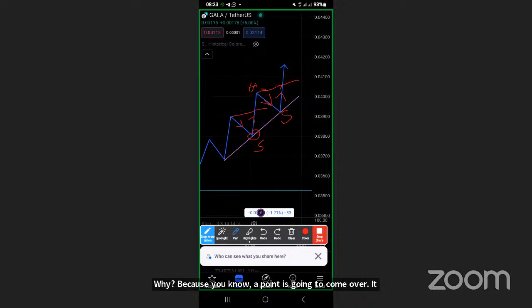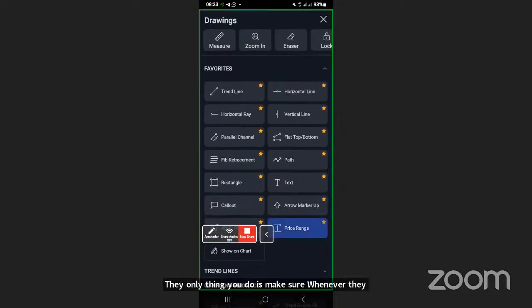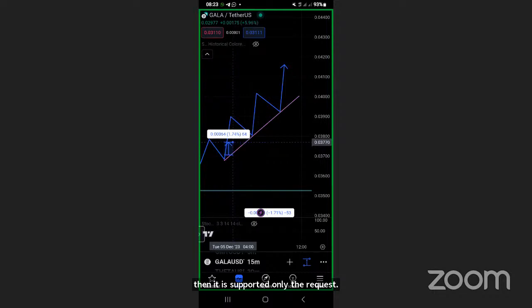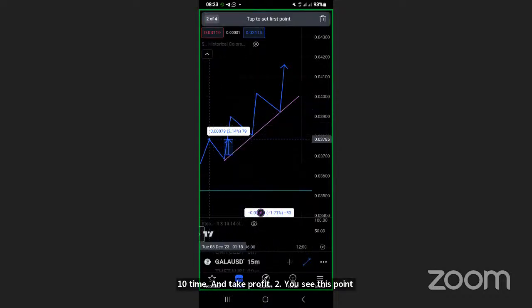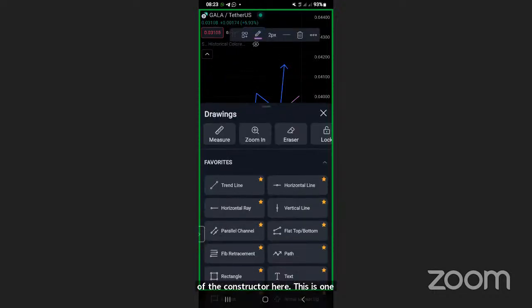You get that? Now, as a trader, what do you do if you want to enter? If you want to enter the trend, the only thing you do is make sure whenever the market price touches your support line, which you've drawn over the trend, and it is supported or it reverses, enter at any point. Take profit at, you see this point? This is a break of structure. This is one point of a break of structure. This is another point of a break of structure.